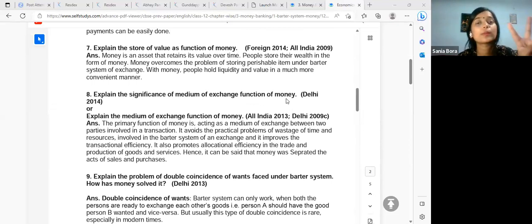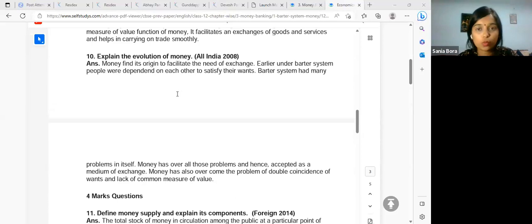So there are only two probabilities. That's why this chapter is very easy and very scoring, because these are the only two things where you cannot manipulate the question. They have to be somewhat simple, and you can understand what they are asking, right? So I just don't want you to lose command over money creation. That's very important.